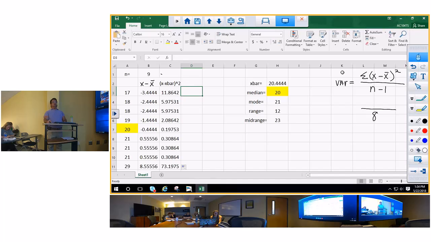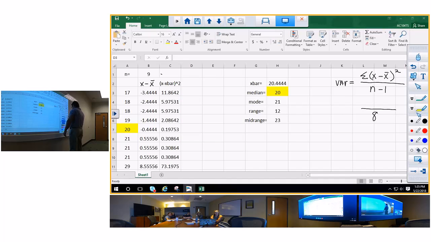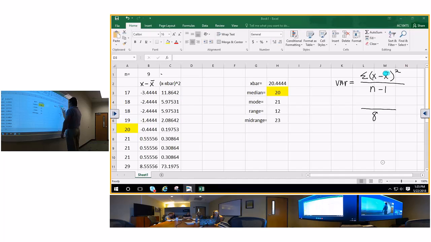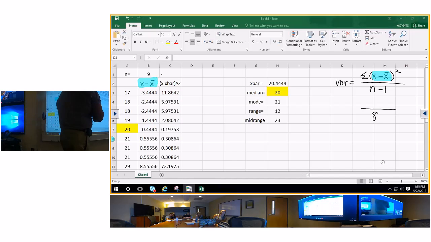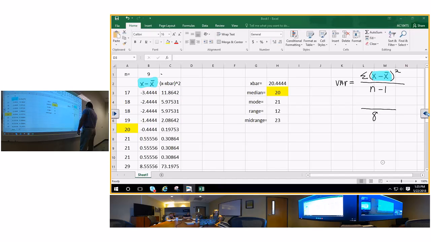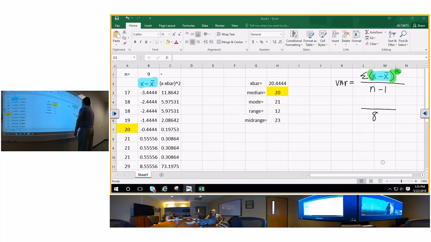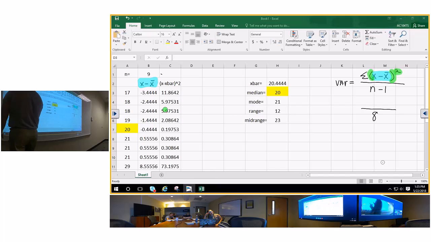Now, okay, let's go over here and let's look at our formula. I'm going to take my highlighter, aqua, and I'm going to put that in aqua. And I'm going to take my green highlighter, and I'm going to highlight that.